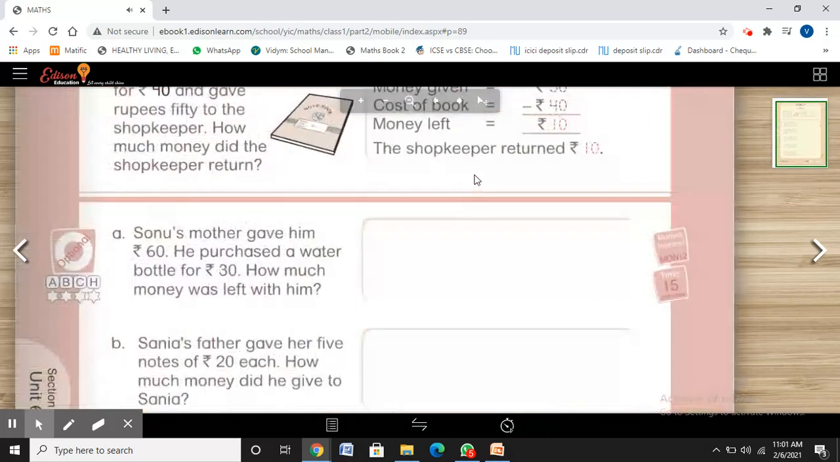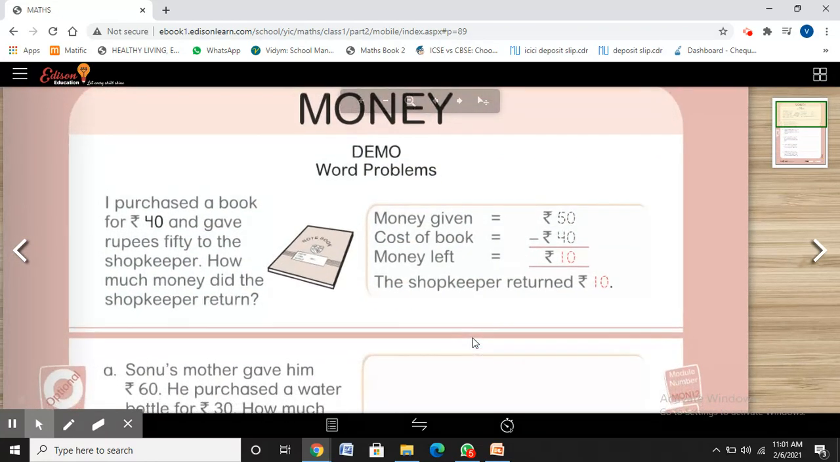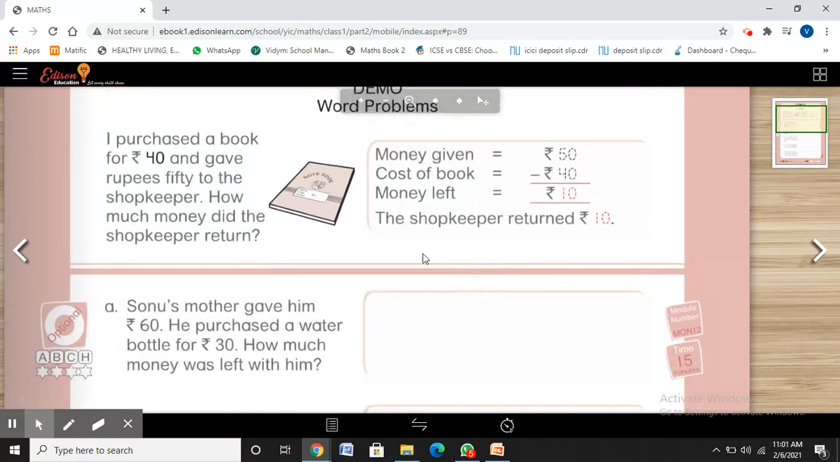Now we are going to do page number 89, related to word problems. First word problem: I purchased a book for 40 rupees and gave 50 rupees to the shopkeeper. How much money did the shopkeeper return? The cost of the book was 40 and money given was 50. Return means left. So you will subtract: money given 50, cost of book 40, money left 10 rupees. The shopkeeper returned 10 rupees.